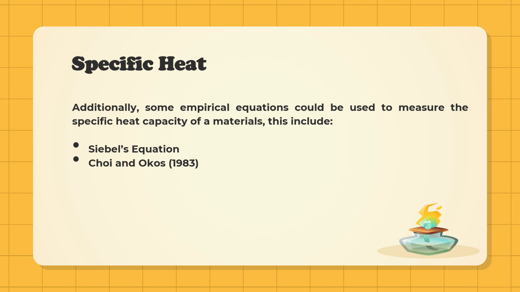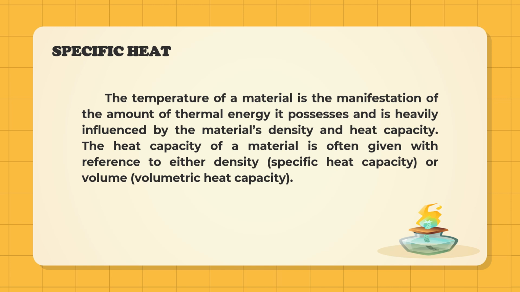The temperature of a material is a manifestation of the amount of thermal energy it possesses and is heavily influenced by the material's density and heat capacity. The heat capacity of a material is often given with reference to either density, specific heat capacity, or volume, volumetric heat capacity.